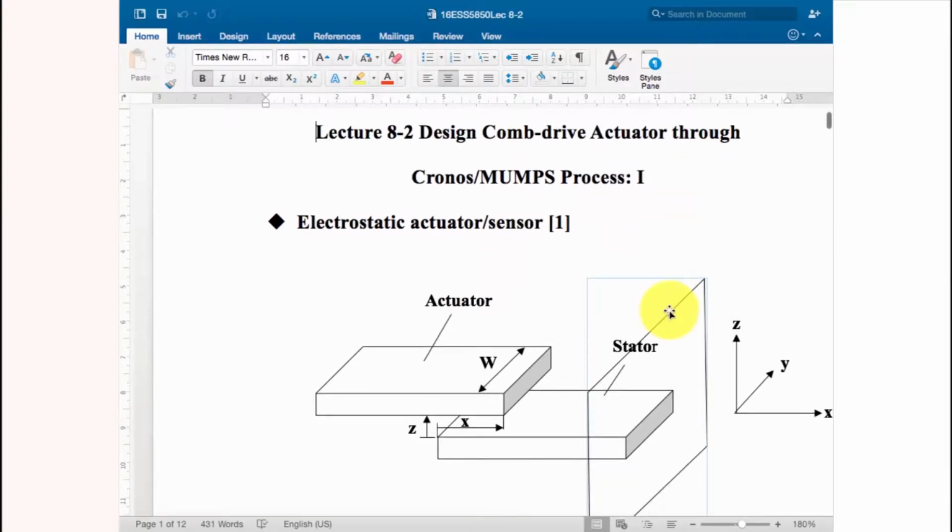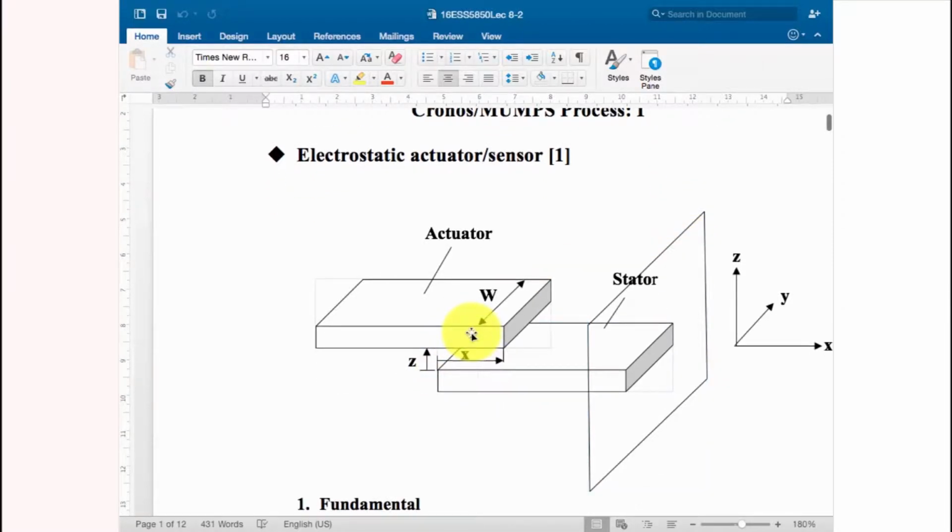So now we go to the second, the lecture A-2, the design of comb drive actuator through the Cronos MUMPs process, okay. So now we consider the comb drive actuator as a simpler model. So we now consider only two plates, okay. Remember, we have finger structures. The comb drive, two finger structures stick to each other with some overlap. So we take out only the overlap area to consider. So the overlap layer actually is considered two plates, okay, two plates with some kind of overlap.